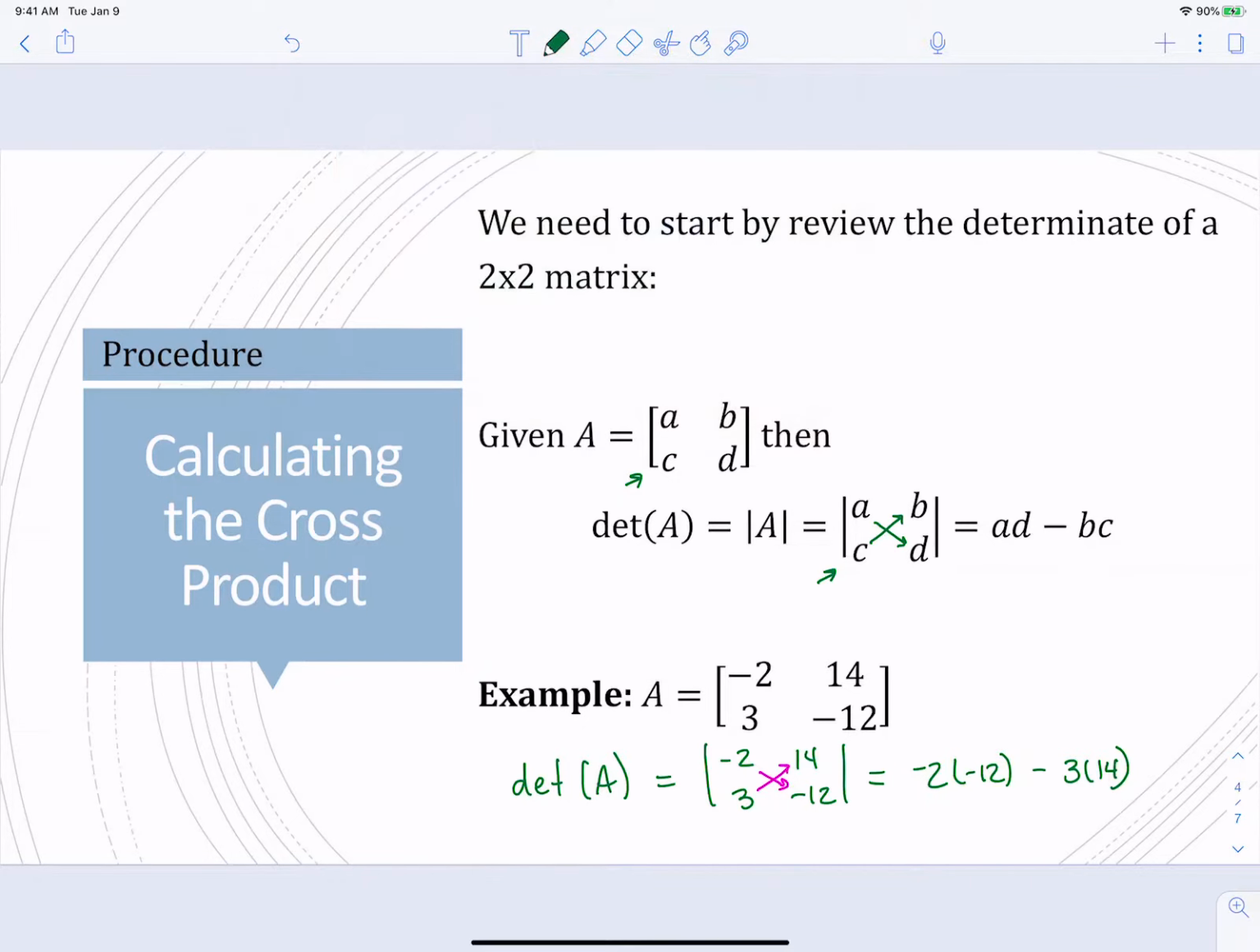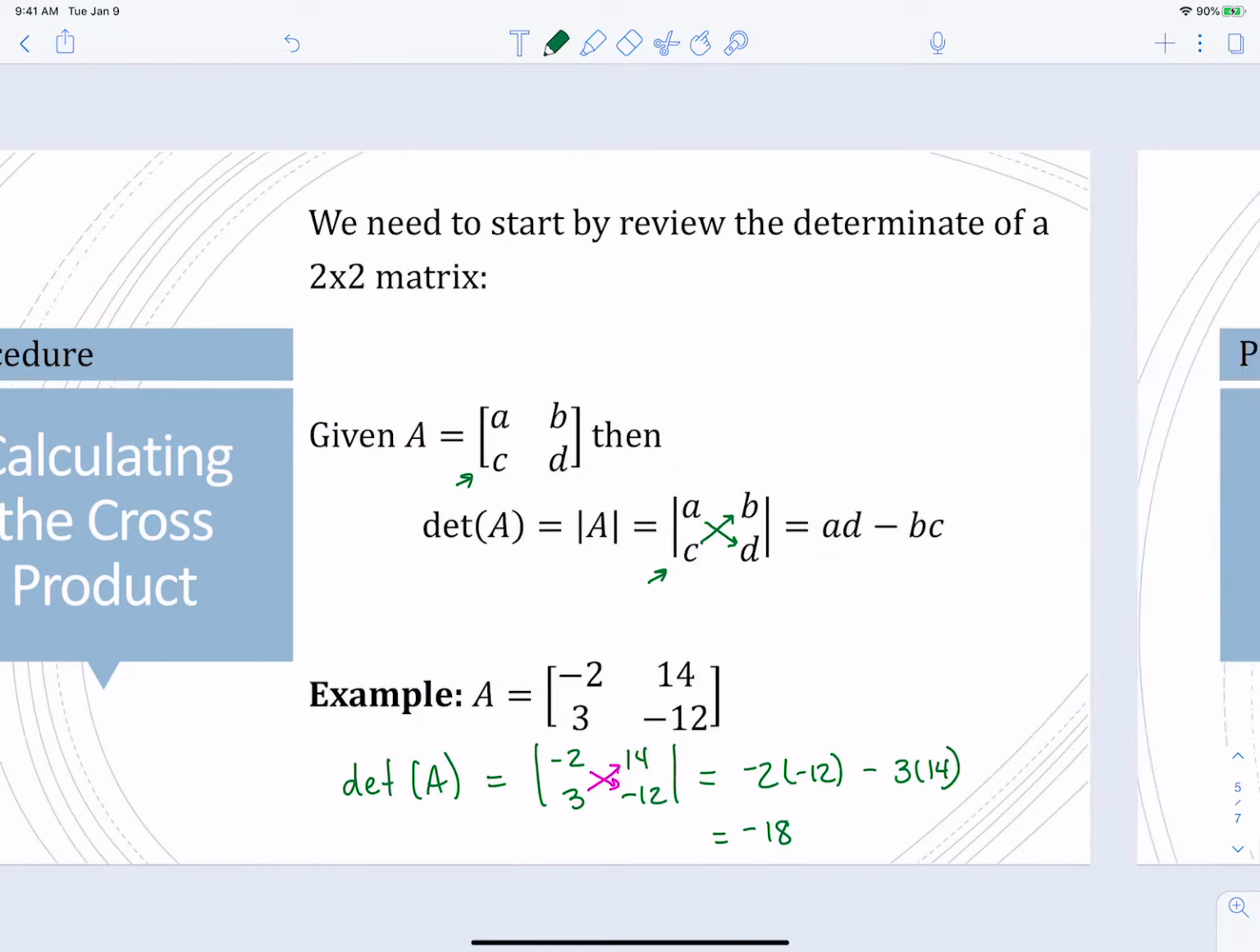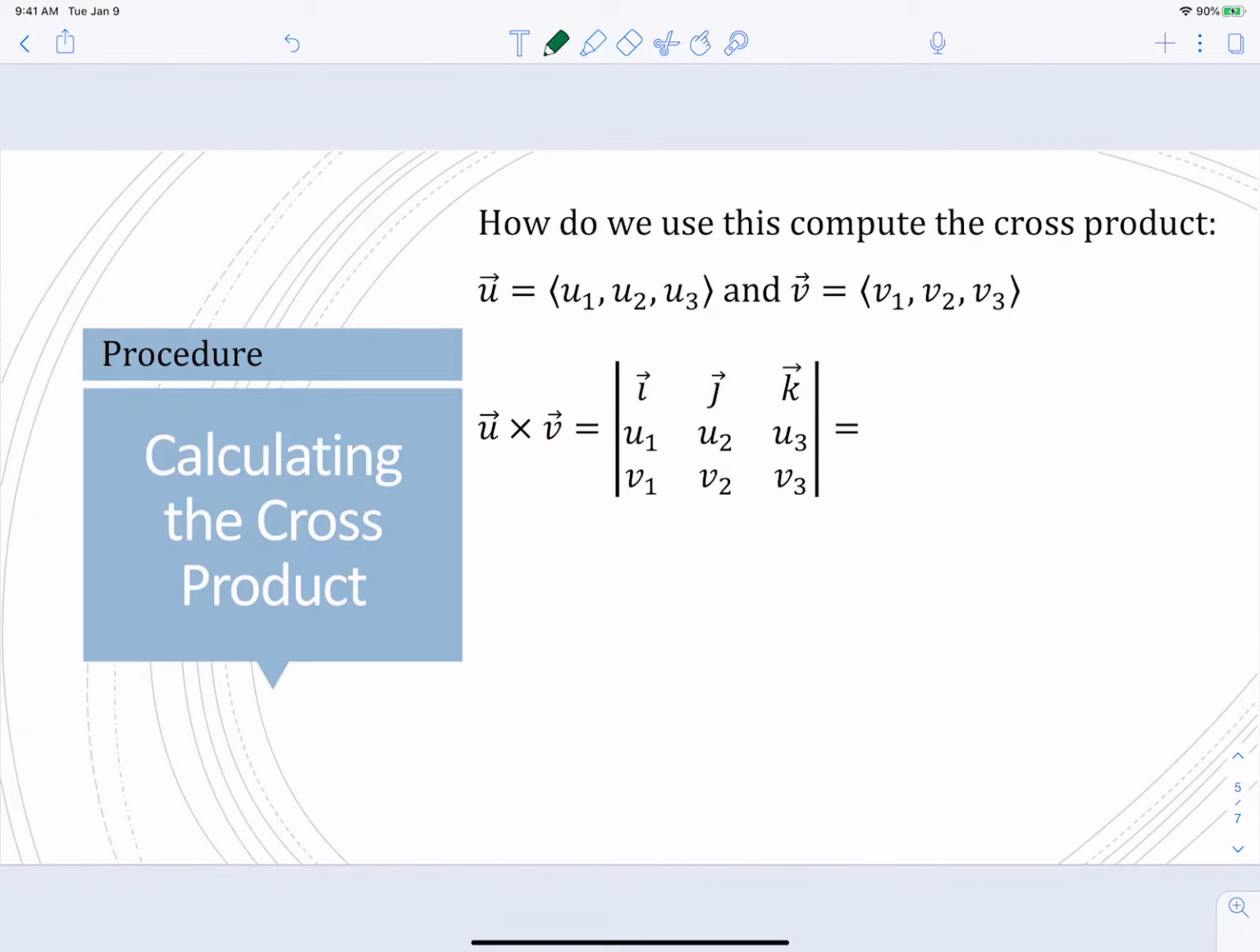And when we do our arithmetic, we get negative 18. Okay, so the determinant is a number. So how we're going to use this to help us get the cross product is here. So we've got our two vectors in 3 dimensions, and we're going to set up a matrix.